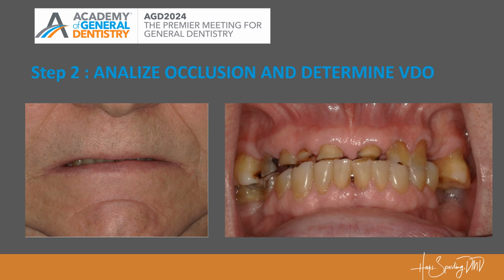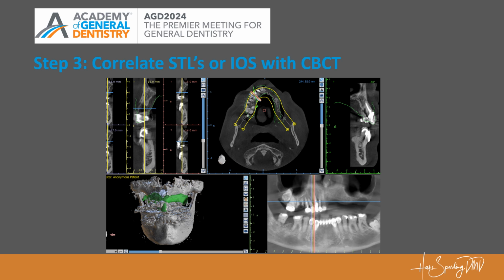Now, the second step that we need to do after we gather these preliminary records is we need to analyze the vertical dimension of occlusion and determine if we have to raise the VDO of the patient. If we have angular cheilosis and if we have contracture of the muscles, severe wear on the teeth, collapse of the bite, because we do have the ability to raise our vertical dimension in the articulator, in a virtual articulator, and perform a virtual wax up before we proceed to the next step. So we need to determine the correct vertical dimension of occlusion.